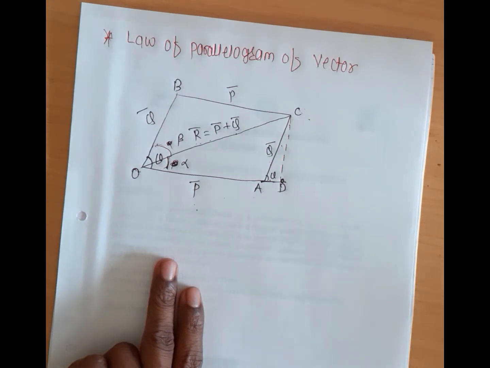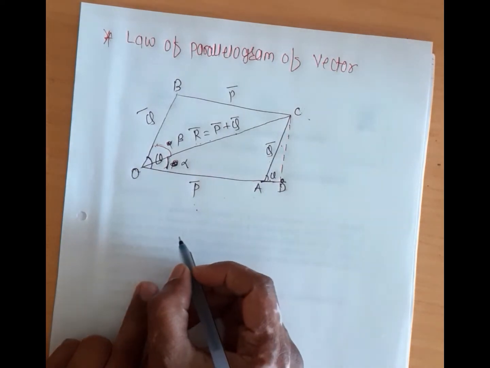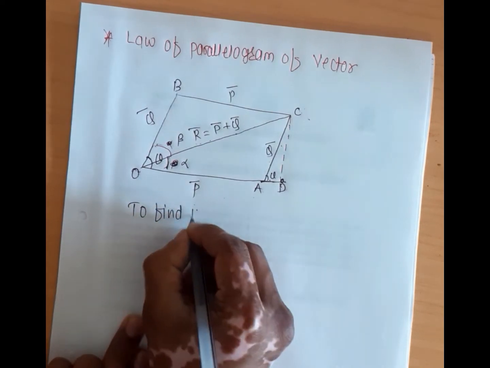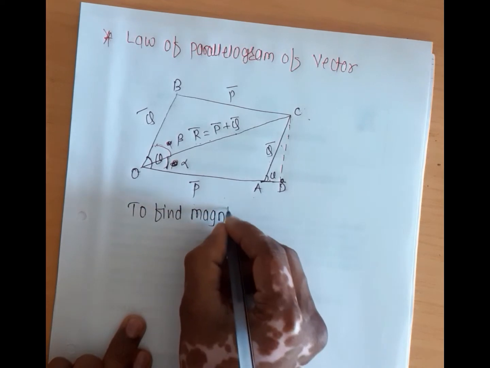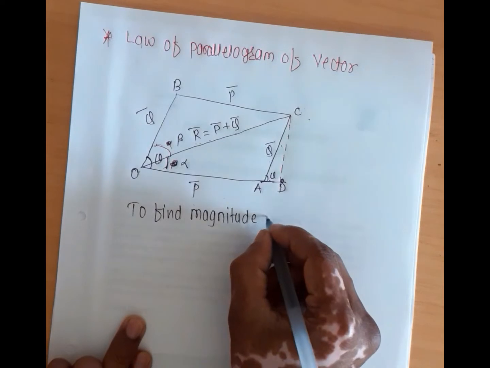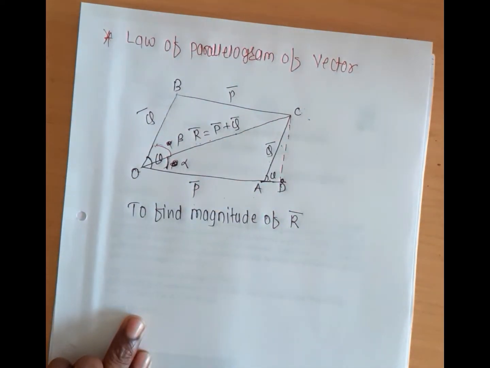For finding the magnitude of R bar. So how to find the magnitude of R bar? Here we use the Pythagoras theorem, and you know what the Pythagoras theorem is. The Pythagoras theorem is basically related to a right angle triangle. So here we consider one right angle triangle. Which right angle triangle?